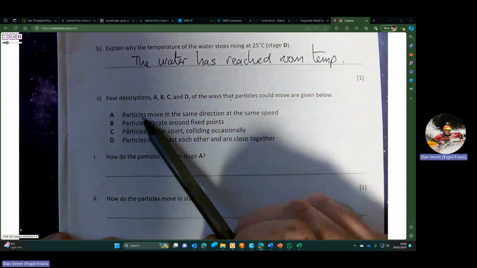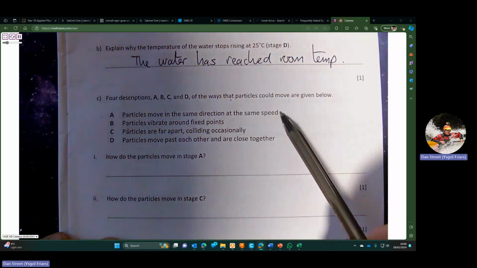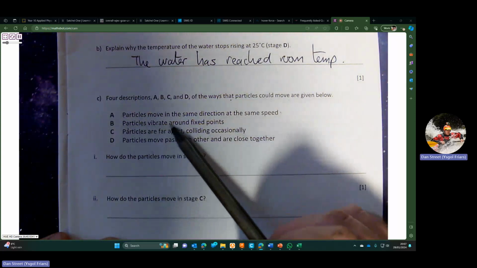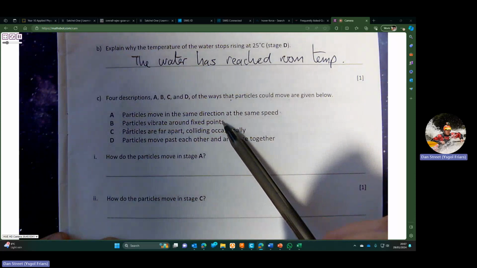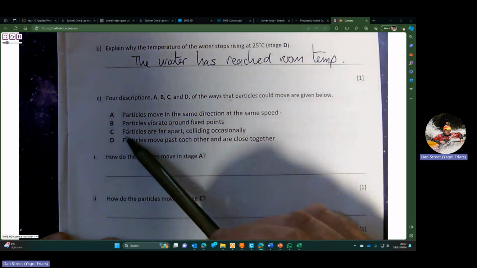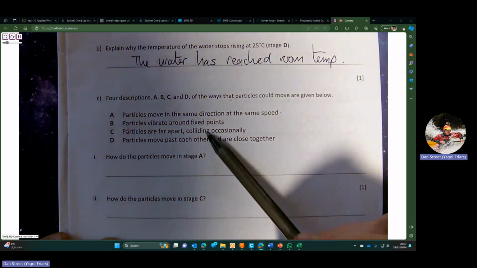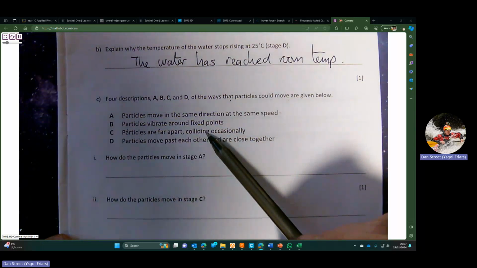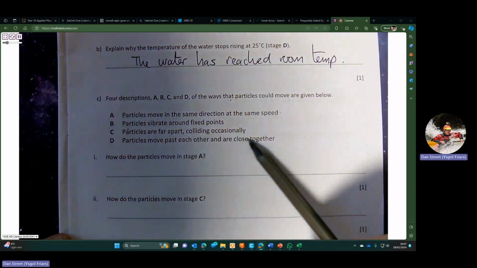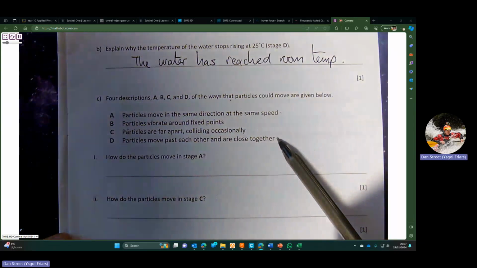So way A, particles move in the same direction at the same speed. Okay, now you probably don't recognize that description because it doesn't make a great deal of sense. Particles vibrate around a fixed point. Now that does describe quite well particles of a solid. Particles are far apart, colliding occasionally. Well, that describes the particles of a gas. And then particles move past each other and are close together. Well, that we could use to describe the particles of a liquid.